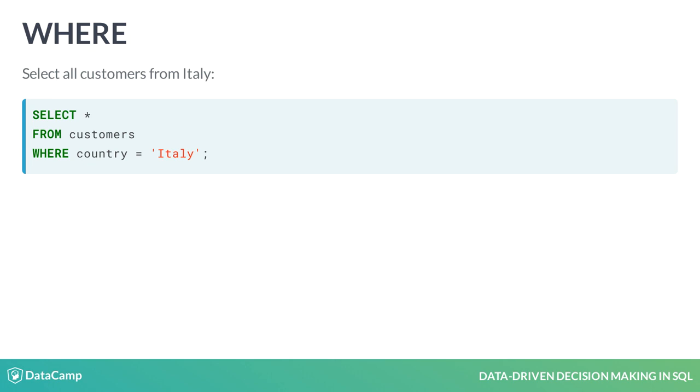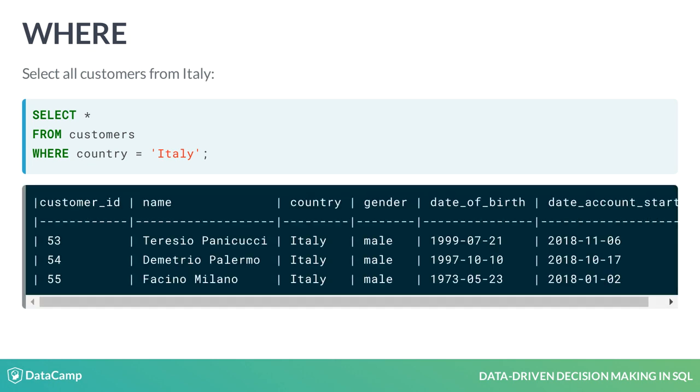When a where clause is added to the SQL statement, certain rows of a table are selected where a selection condition holds. This example query selects all columns from the customers table only for customers from Italy by using where country is Italy. We can see the first few selected rows of the resulting table.